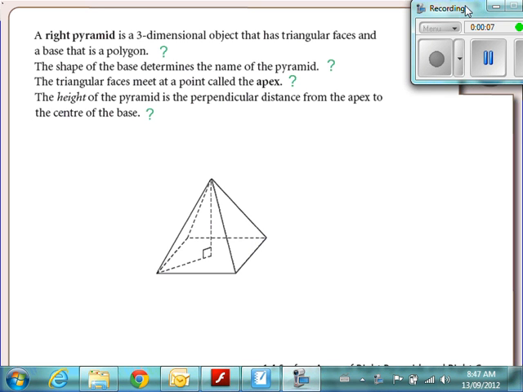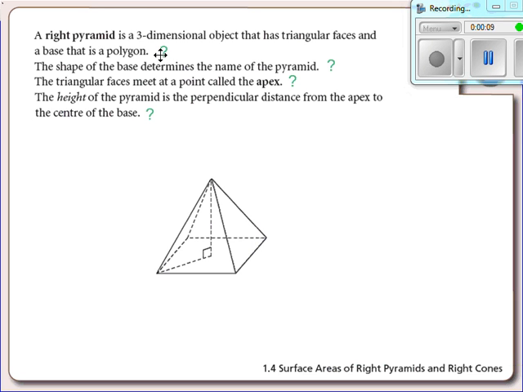Okay, so where is the apex of this? Right, very top. Exactly. Okay, how do I know it's a square-based pyramid? Yeah, because the base is square. How would I know if it was a rectangular-based pyramid? Oh, I don't know. Maybe the base would be a rectangle?